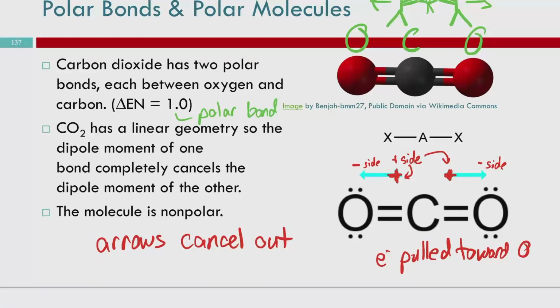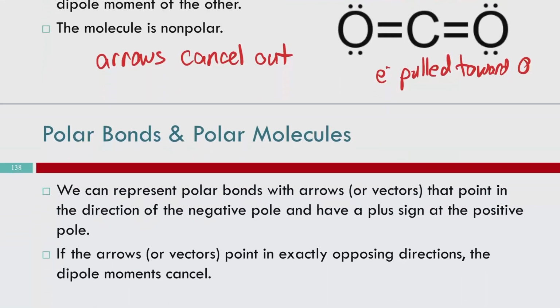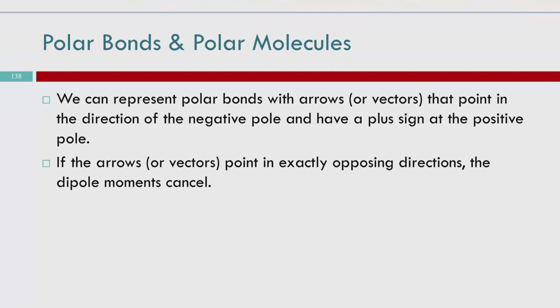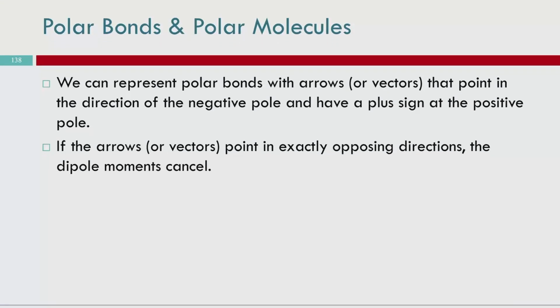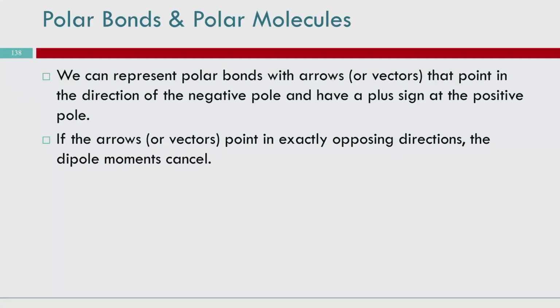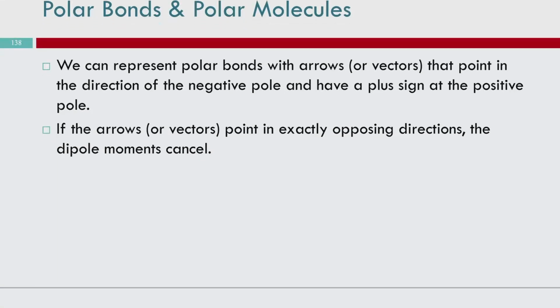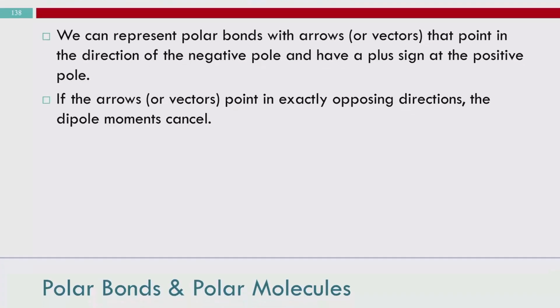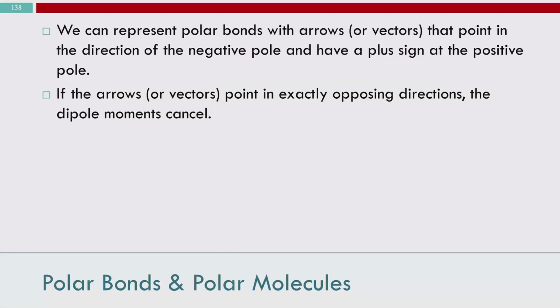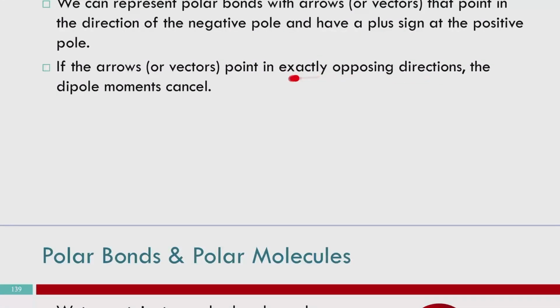Do you have questions so far about polarity, nonpolar, polar, ionic? All right. So we can represent polar bonds with arrows or vectors. Vectors have direction and also magnitude. I think somebody's thinking of the Minions movie. So they point in the direction of the negative, and they have a plus sign at the positive, like I was showing in the previous slide. If they point in exactly opposing directions and they have the same size, then they cancel out.